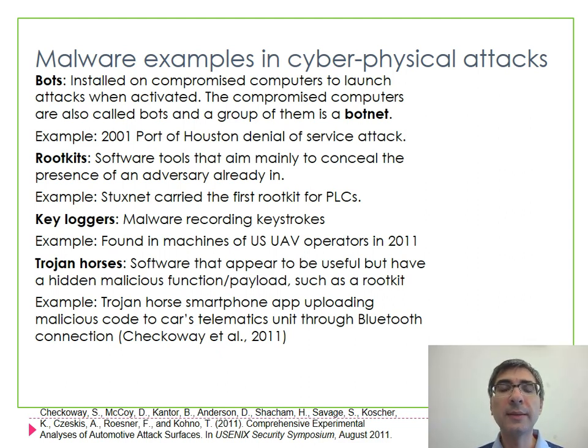And Trojan horses, which are types of malware that pretend to be useful software but have a hidden malicious payload, a hidden malicious function, for example a rootkit or a keylogger. But they are actual software. They might be doing something, they might be measuring someone's steps, but at the same time they might be recording the password of the person who has this mobile device. An example would be a Trojan horse smartphone app. In this case, I have another one: an app that uploads malicious code to the car's telematics unit through a Bluetooth connection, and there is a paper from 2011 explaining the use of this.